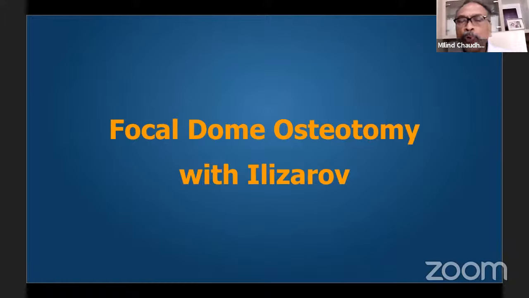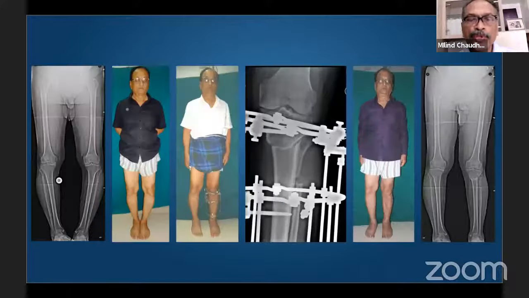Now let's come to the focal dome osteotomy, which was my primary treatment modality for the first 16 years of my practice, from 1991 until 2006 almost. I exclusively used the focal dome osteotomy with very good results. Here is a 65-year-old ex-bodybuilder who has got a varus. It's in the upper tibia. There is an intorsion as well.